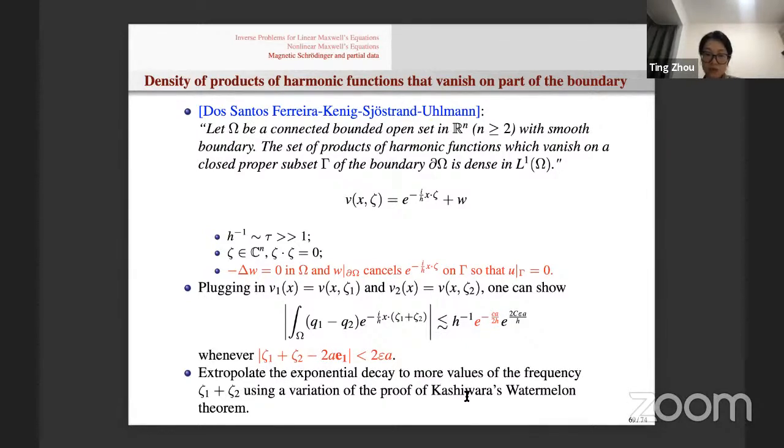That would be, they introduced this sort of harmonic extension technique carried over from Kashiwara's watermelon theorem, a variation of the proof of that theorem, to really extend this exponential decay to other directions, other Fourier directions, so that you really get the Q1 minus Q2 Fourier transform, and in order to get the uniqueness.